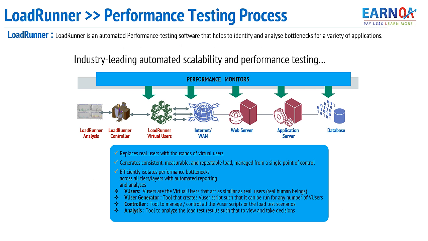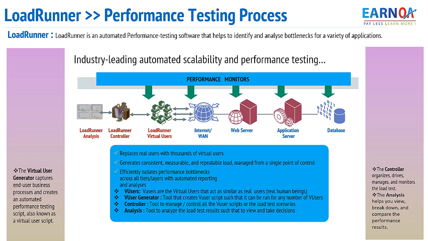So let's get started. Before we go into the actual terminology, we must know the process. This is the industry standard performance testing process. We have the web servers, application servers, database servers, and web applications. While we want to test and validate the performance of these applications and servers, one of the standard tools in the industry is LoadRunner. LoadRunner comes with three important tools: the VU generator, so-called virtual user generator; the second one, controller; the third one, analysis.